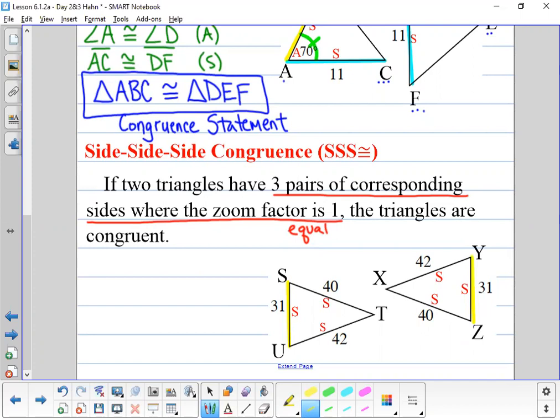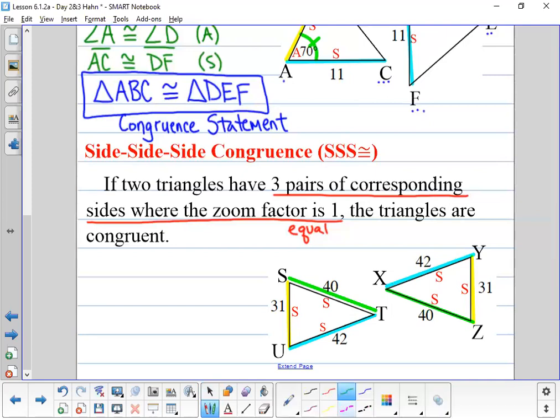So they have the same zoom factor, or they have a zoom factor of 1 rather. They're equal to each other. Then my middle length is 40, and it's going to match up with the other middle length, which is 40. So those are equal to each other. I have a zoom factor of 1. And my biggest length is 42 and 42. Equal to each other. They have a zoom factor of 1.